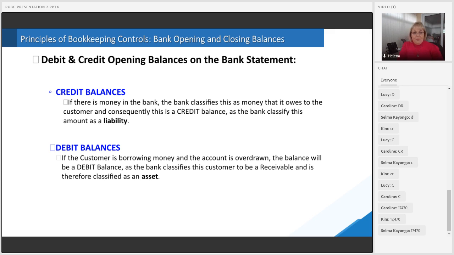If we're overdrawn, in our cash book, we would recognise that as a credit because we owe the bank money. Yet on our bank statement, it's recognised as a debit. And again, the logic works because when the bank statement has been prepared, the bank are saying that they have a customer, us, we've borrowed money from them and we owe them that money. So they treat us as a receivable, and a receivable is an asset, and assets are debits.